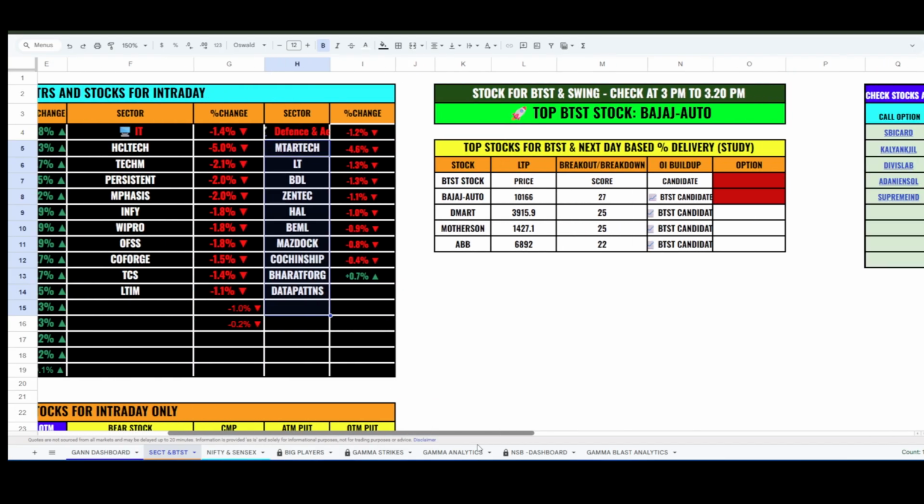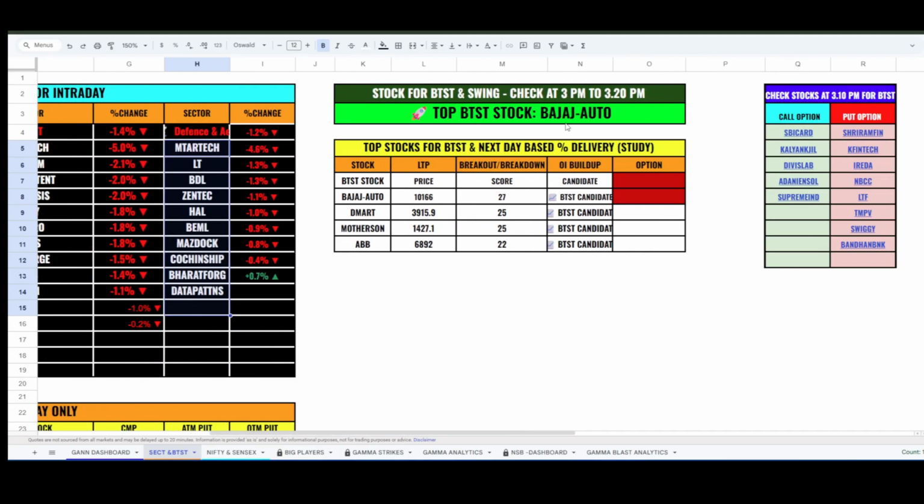And coming to the right side, when you see top stocks for BTST in the given year, you can come over here and check at 3 to 3:20 p.m. and find out the stocks that are bullish for BTST. And these are also stocks that you can focus on for BTST.